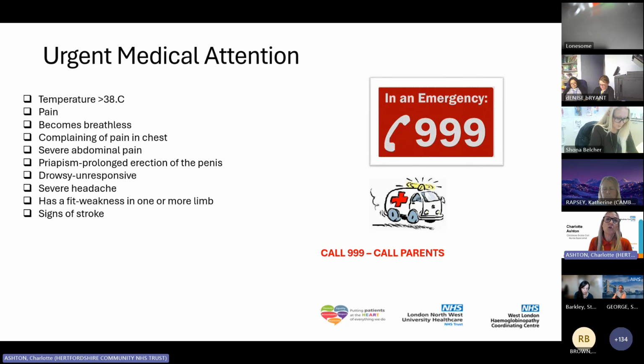But if your child is at school and they become breathless, they're complaining of pain in their chest or severe abdominal pain, priapism, that prolonged erection of the penis for more than 30 minutes, if they become drowsy or unresponsive, have a severe headache, have any fits or any signs of stroke, then it's really important that you call 999, as these are all medical emergencies.